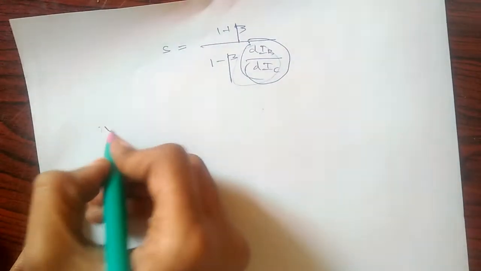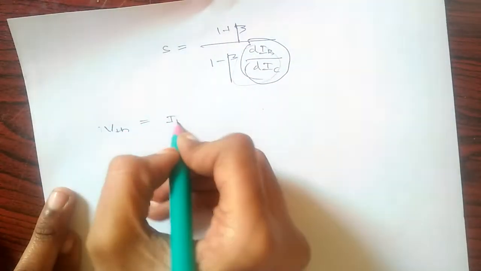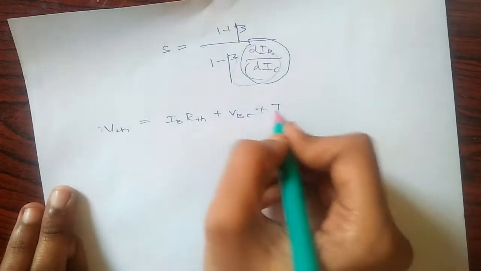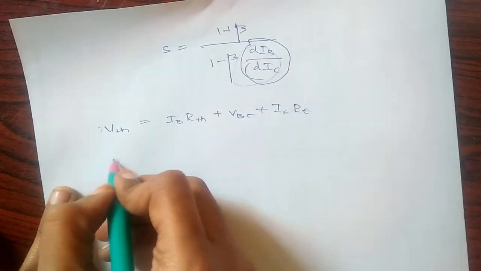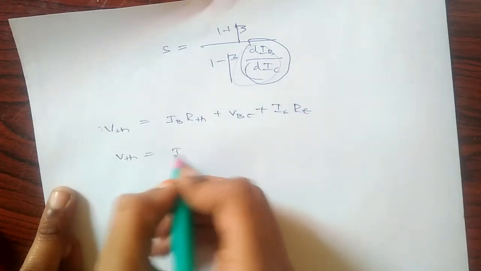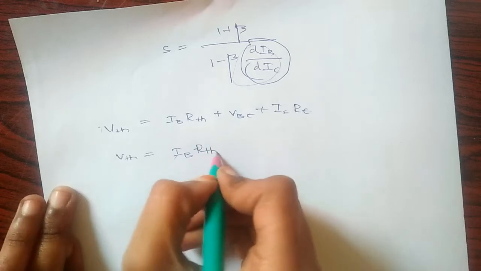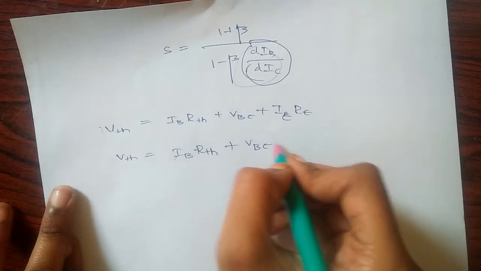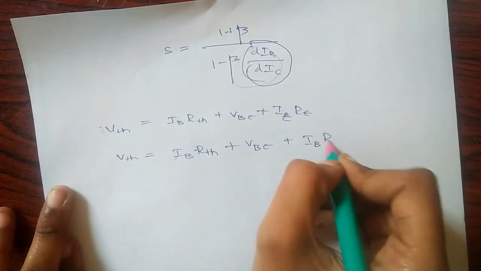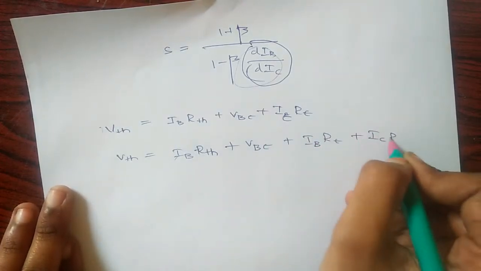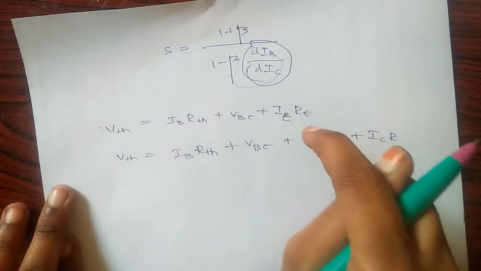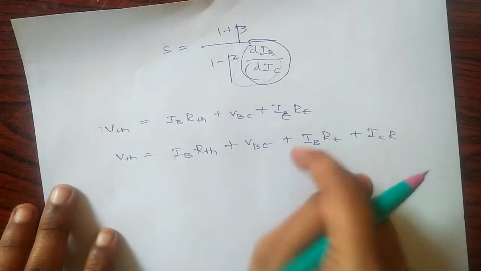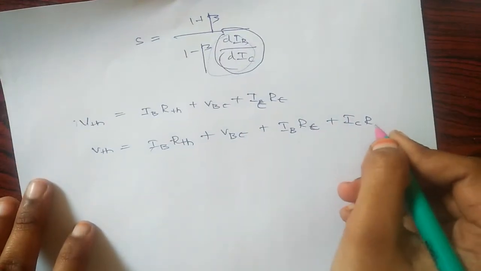Wait, what is the equation A? That is VTH is equal to IB RTH plus VBE plus IE RE, right? Where IE is equal to IB plus IC, so I am writing VTH = IB RTH + VBE + IB RE + IC RE. I am just substituting the value of IE, which is equal to IB plus IC, in this equation, and we are rewriting the equation by simplifying.